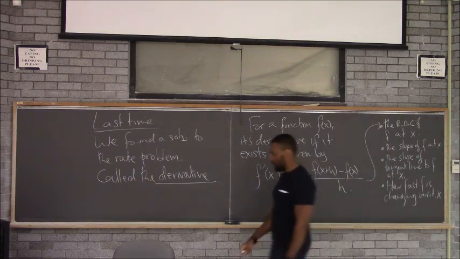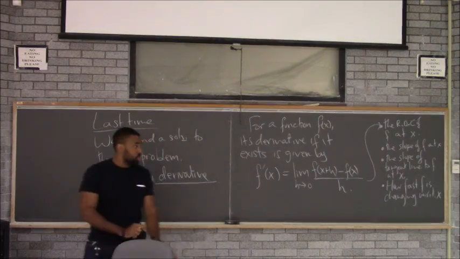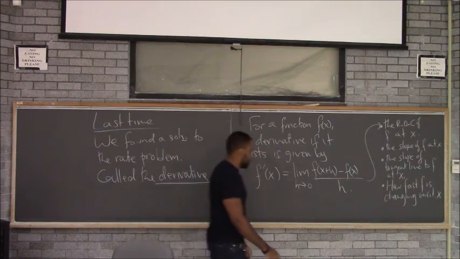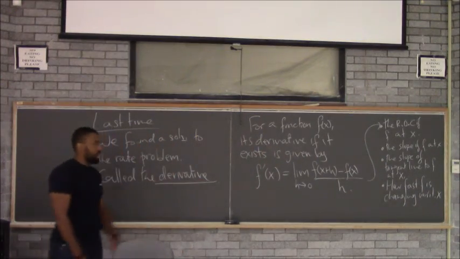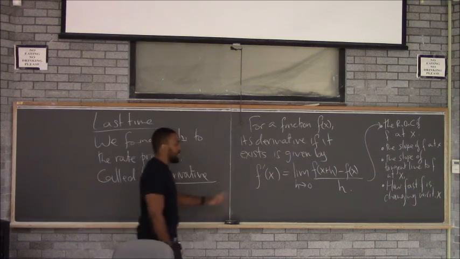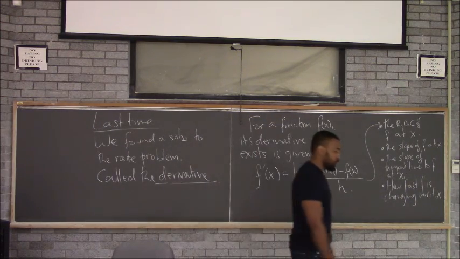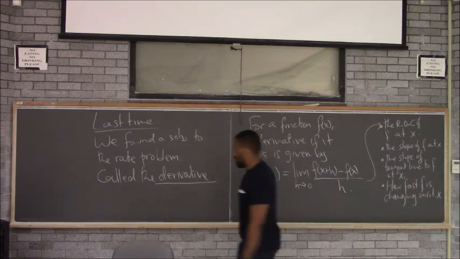So this was called the derivative, and it was meant to solve the rate problem. Whenever it exists, we can actually use it to solve the rate problem. Assuming we can define a function and we can find this limit, I can talk about how fast the dependent variable is moving with respect to the independent variable.